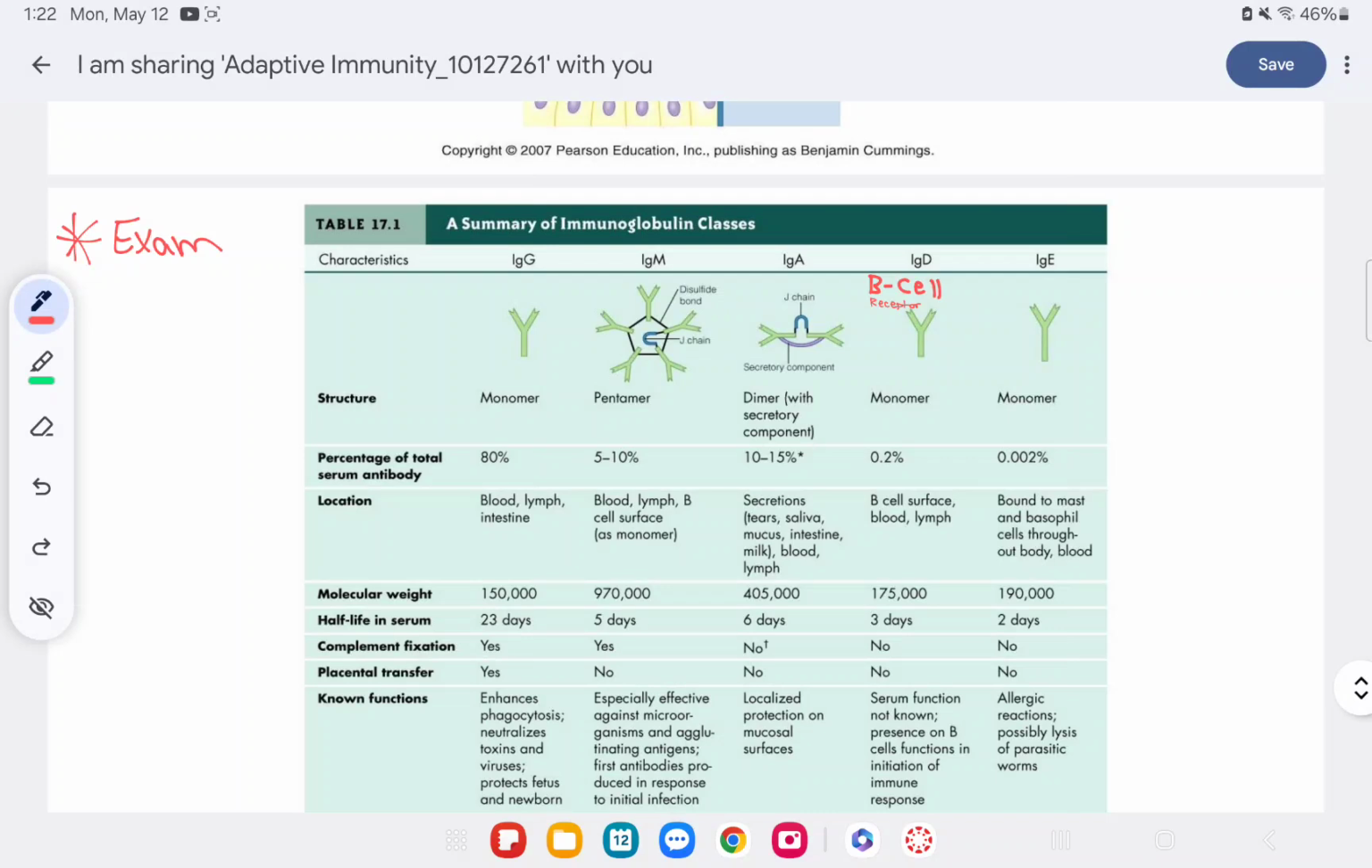None of these fix complement. Complement wants to see the Fc. The Fc here is not visible. They face each other. They have a secretory component over the surface of them in this little linker region. IgD is buried in the membrane of the B cell. IgE is really about eosinophils, so this is not a complement thing. Neither do these things go through the placenta. None of these. So A, D, or E.